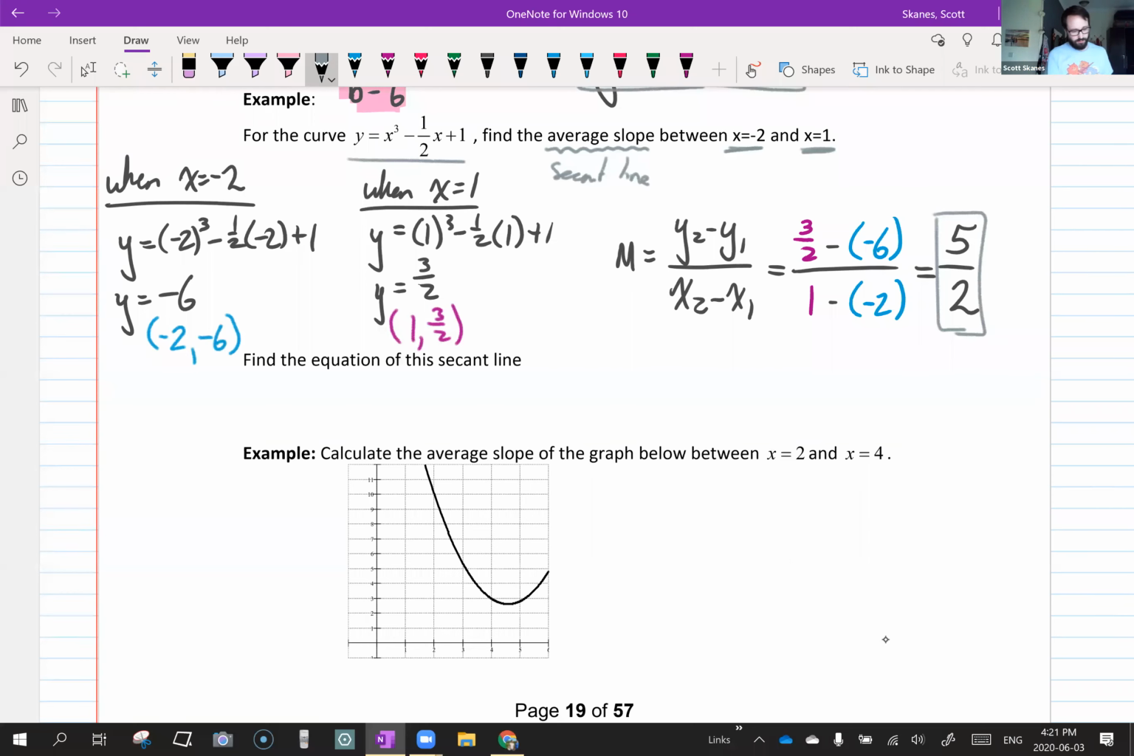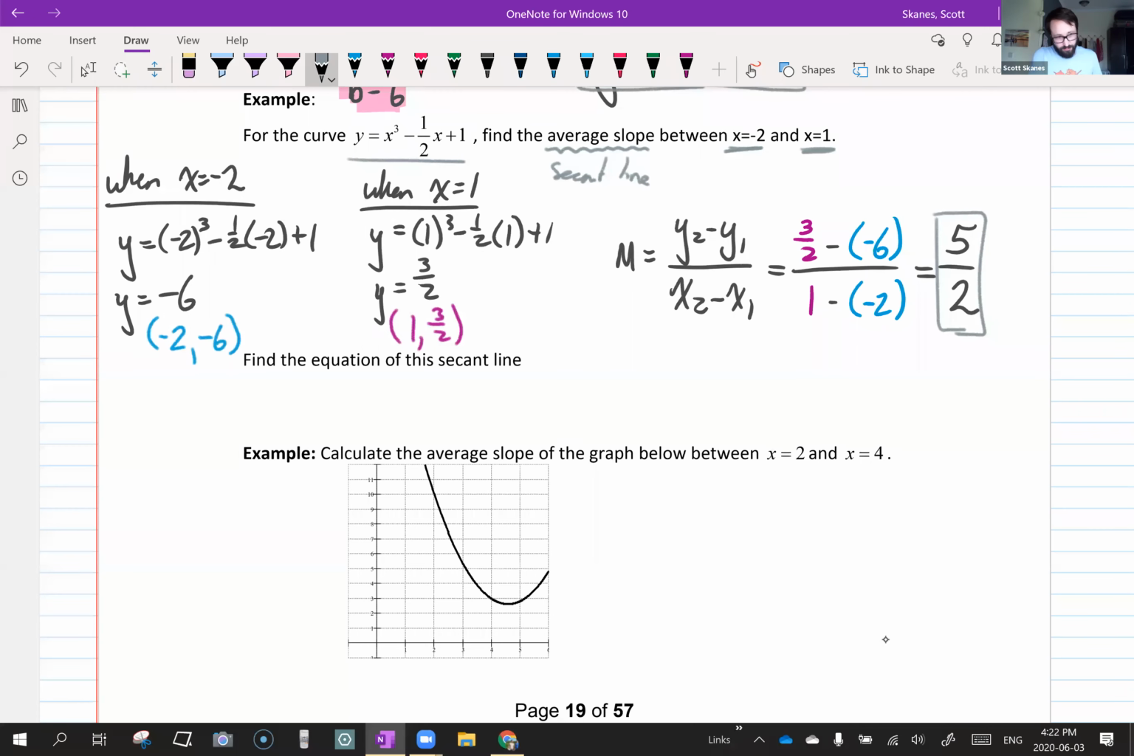Because 5 over 2 is 2.5. You've got 15 over 2, divided by 3, which is 5 over 2. Well done. Is it okay if I don't go through the simplification of that? Because normally the slopes will be a little bit more straightforward.